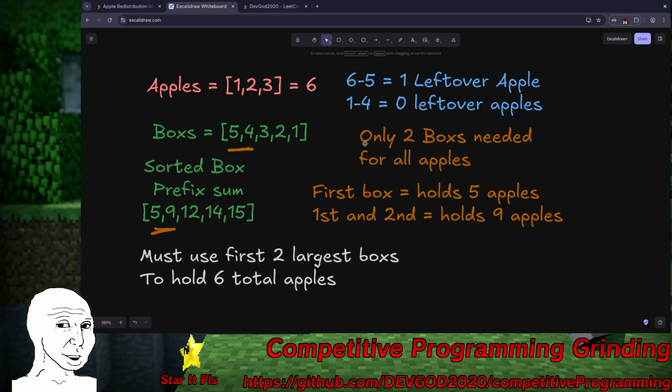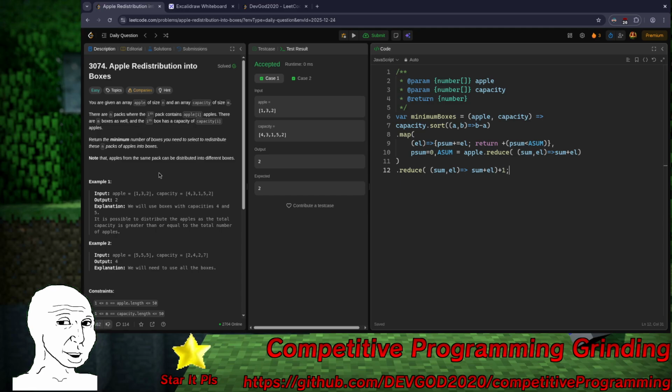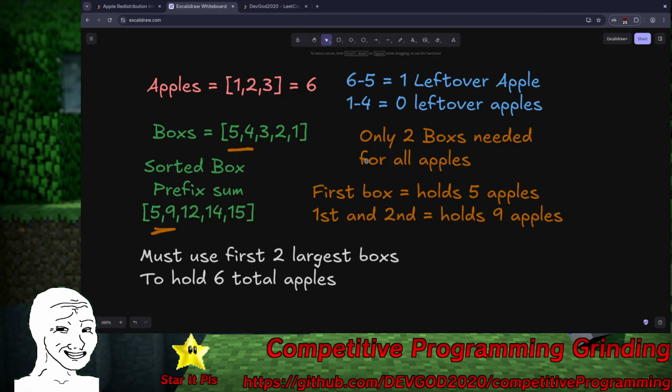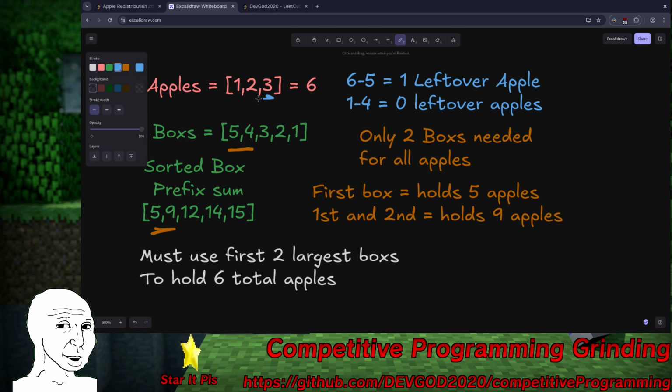So we're going to go to the whiteboard real quick, because the main idea behind this problem is we're given this array apples. Now the biggest thing is they have a note right here that says, note that apples from the same pack can be redistributed into different boxes. What that basically means is we don't have to put all three apples, for example, of a pack in one box. So this pack of apples would have three apples included, but all three of those could go inside of different boxes.